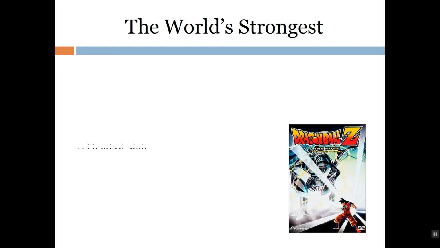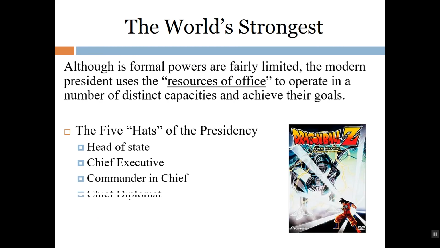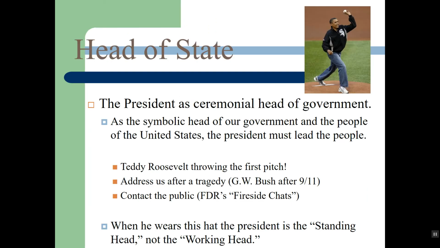So now that we know the different powers of the president, formal and informal, and how they have changed over time, I want you to understand that the presidents of the United States have come to fulfill 5 major functions, or, in other words, to wear 5 distinct hats. They act in 5 different ways, serving 5 different functions for our government and the administration of our country.